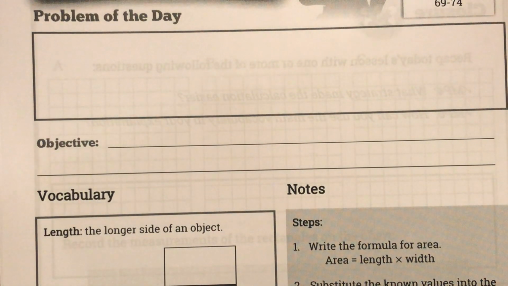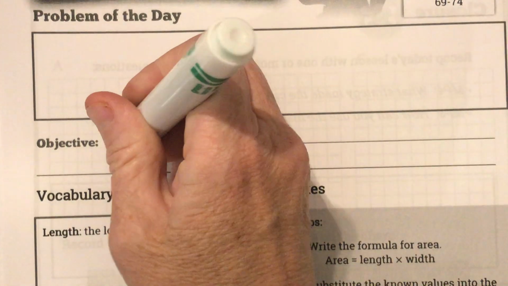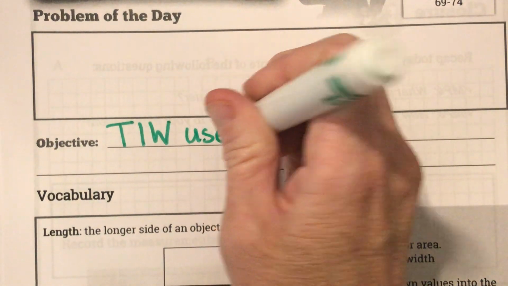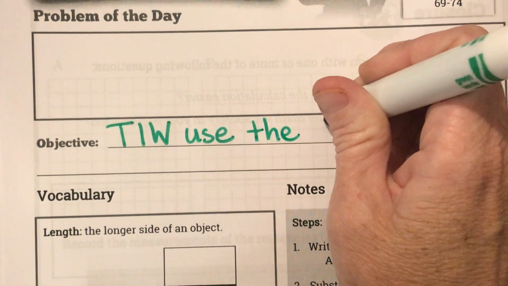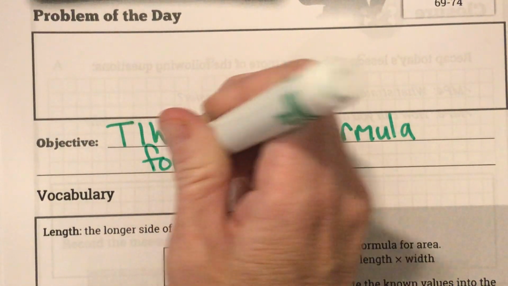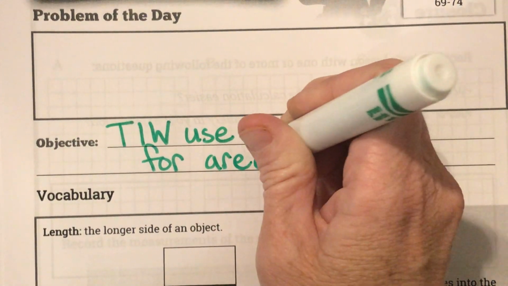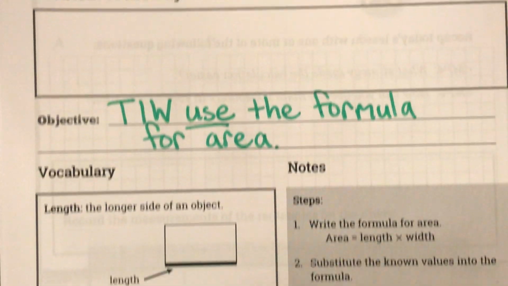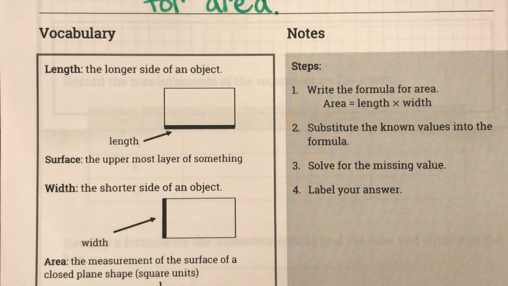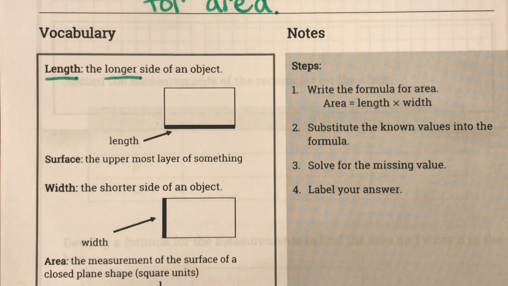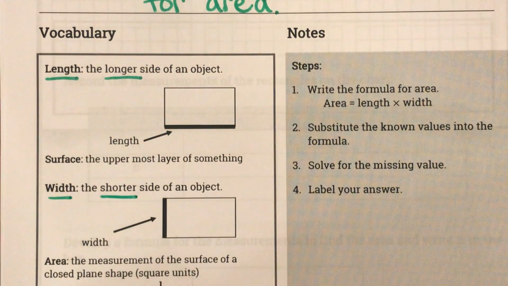And our goal or our objective today is: today I will use the formula for area. So yesterday our goal was to find it. Today our goal is actually to use it. Okay? So yesterday we also learned about the length and the width. And remember, length is the long side of our rectangle and width is our shorter side.